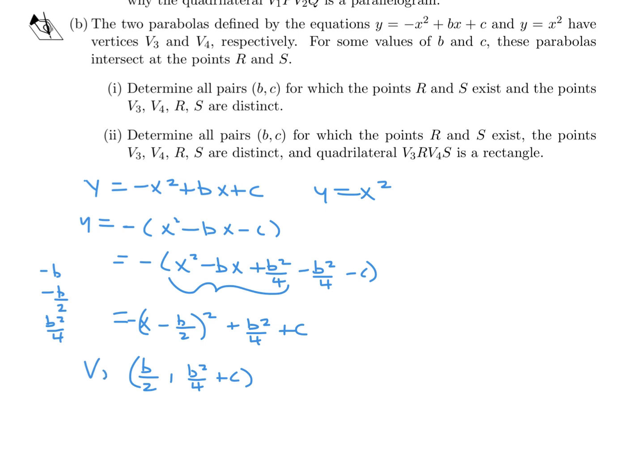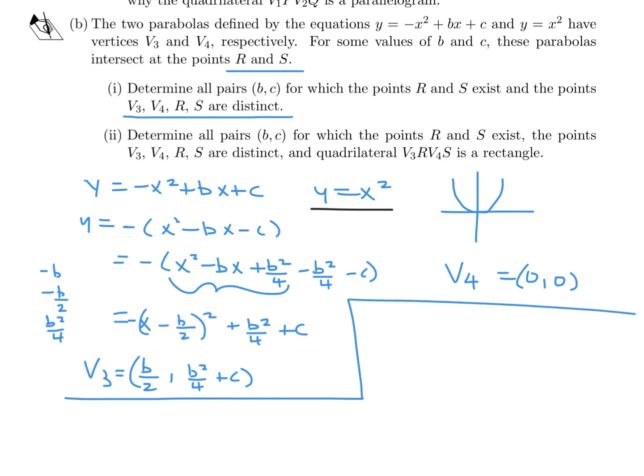And that's my v3. And then here, this vertex, well, this is just y is equal to x squared, which is like that. So this vertex is just 0, 0. So v4 is 0, 0. That's pretty straightforward. Okay, so now what? Now we have been told that we want all of these guys to be distinct. So first we have to figure out what are the intersection points, because the intersection points are defined as R and S.